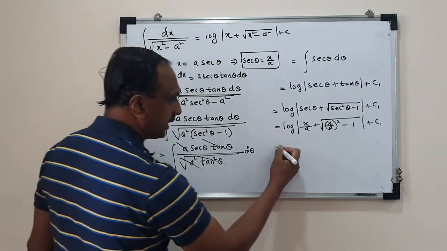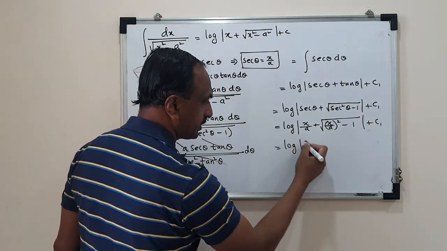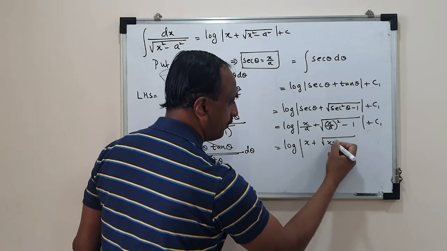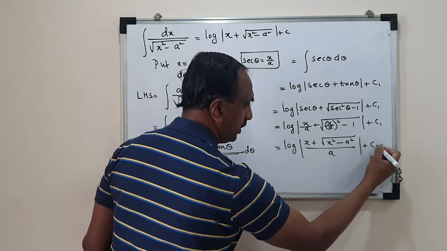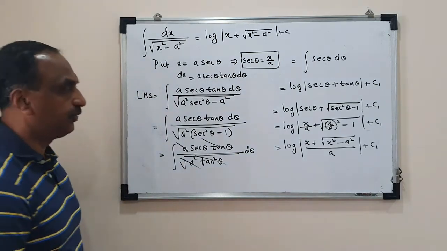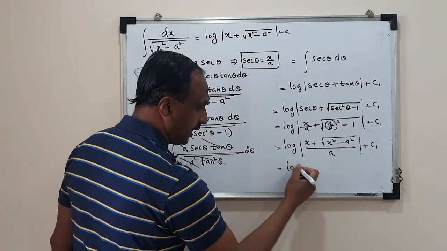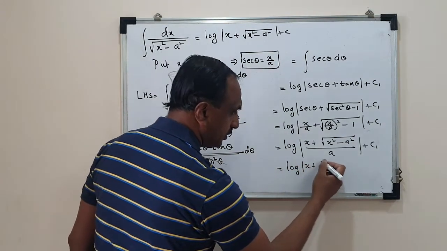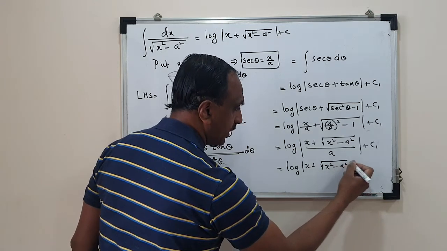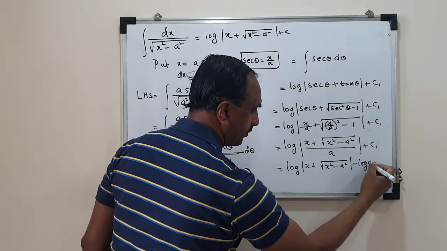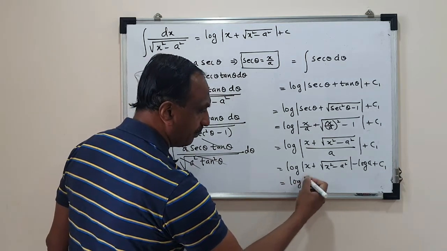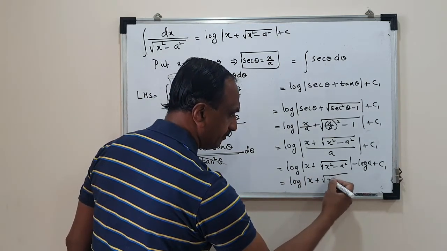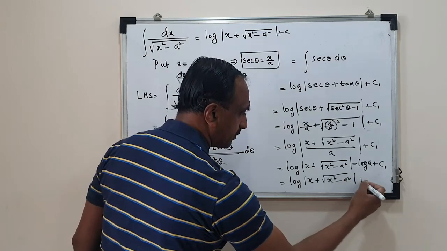Now take the LCM like the last time. There's hardly any difference. These formulae are very important. The proofs are very important from the board exam point of view. They do ask this proof. That's why I have taken care to teach you this proof. x square minus a square minus log a plus c1, and minus log a plus c1 will be combined to a single constant. So you get the answer as plus c.